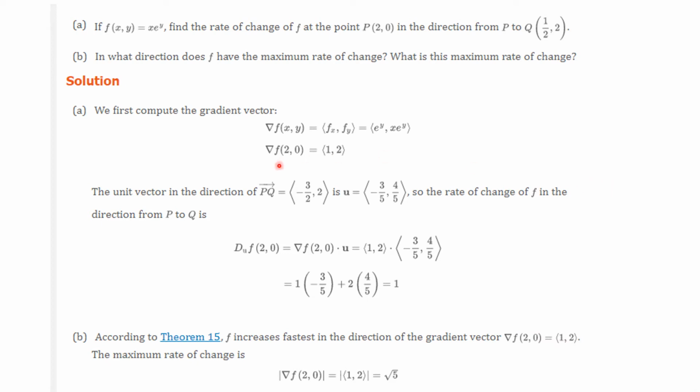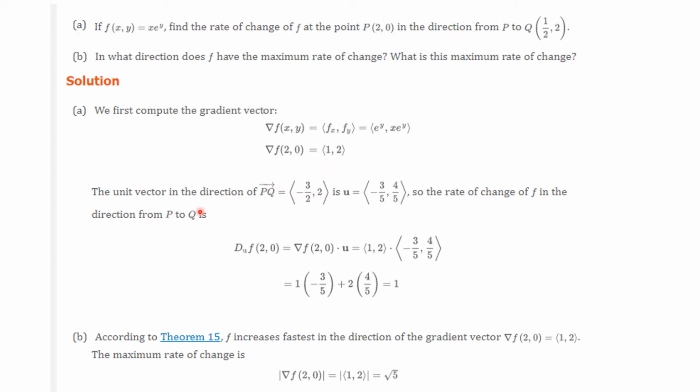Okay, so what we can do to find the rate of change at that point is compute the gradient of f of x, y, which is the vector ⟨f_x, f_y⟩, where these are the first partial derivatives with respect to x and y. I do the calculations and I get that. Then I evaluate the gradient at those points, and I get ⟨1, 2⟩.